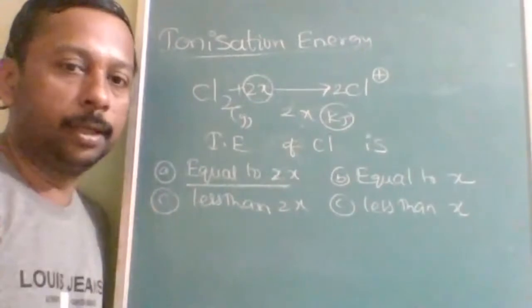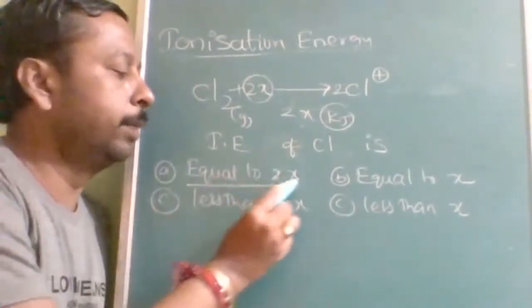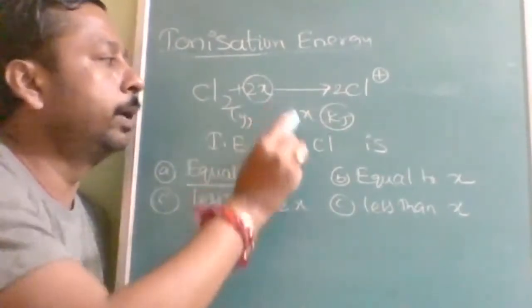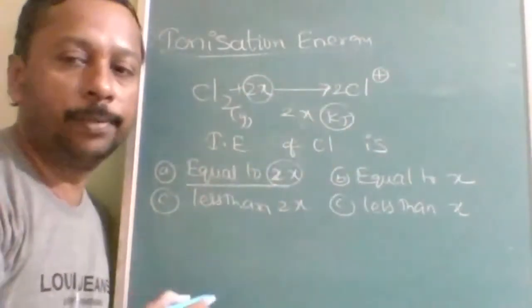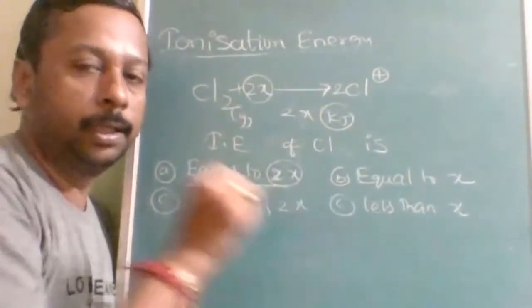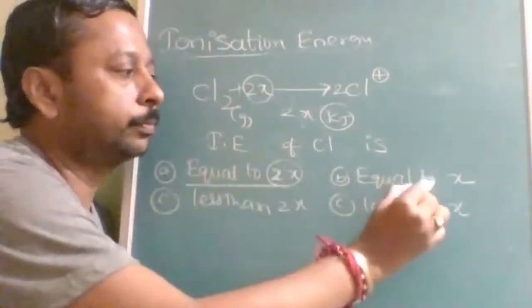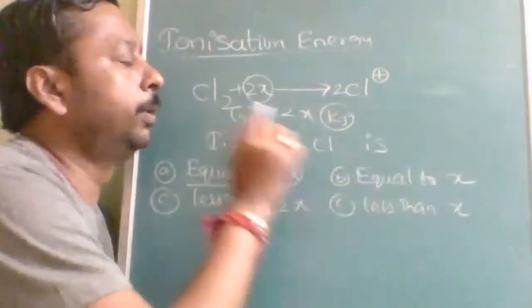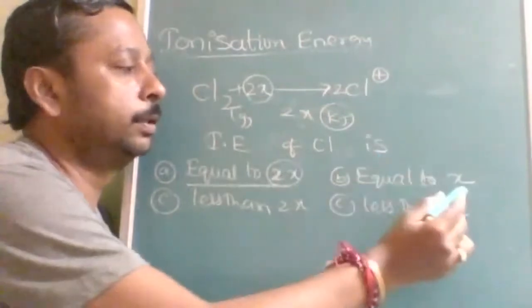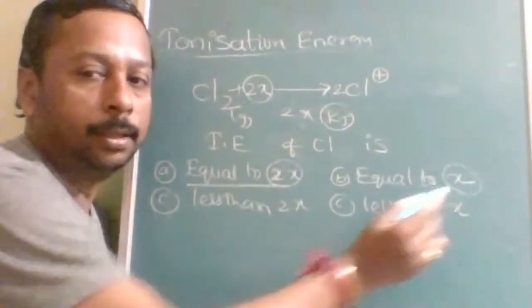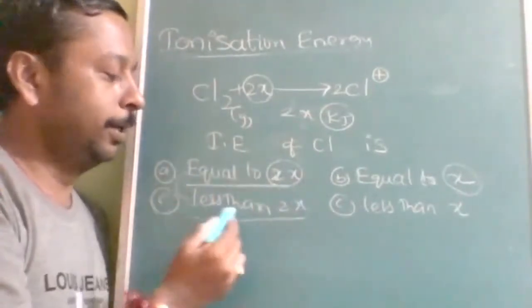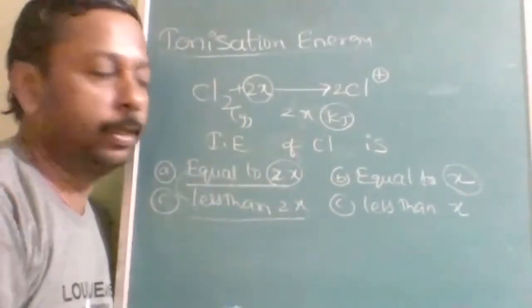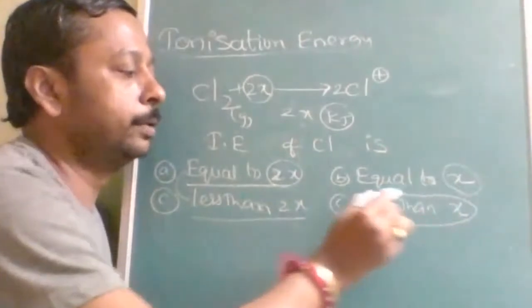Now, normally what people do is they will make a mistake here and directly write it as 2x. If some people are cautious, they will write it divided by 2, because for 2 chlorine it is 2x, then it should be x. Not like that. And some people are very cautious, they will write less than 2x. The actual answer is less than x.